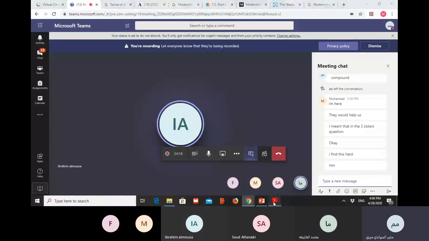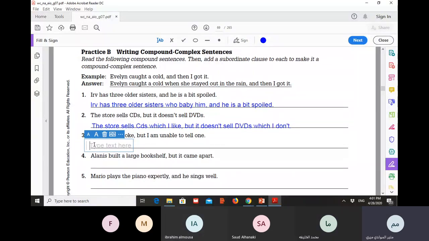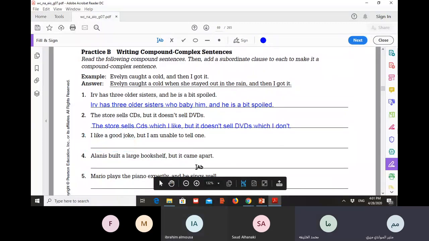I find this hard. Okay, so it's quite easy. I like a good joke, which makes me laugh, but I am unable to tell one. It's quite easy. Or I like a good joke, which no one can tell, but I am unable to tell one. Or which everybody can tell, but I am unable to tell one. Okay, so I don't need to write it. I have just given the answer orally.